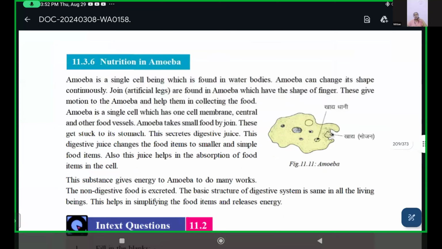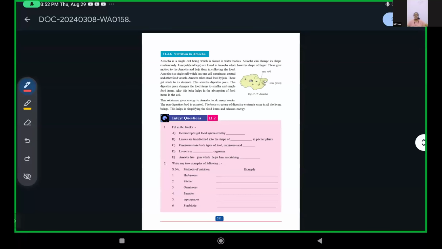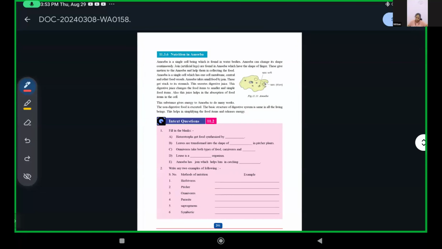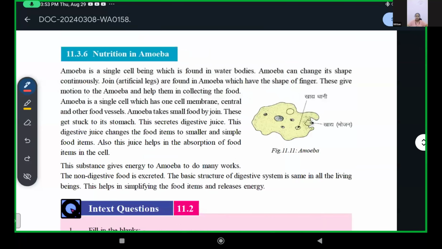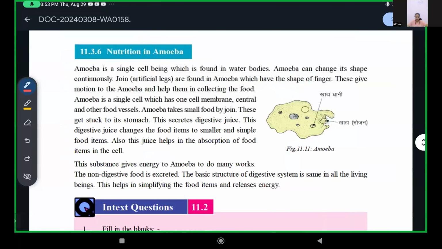So we started with the chapter of nutrition in living organisms, and we had talked about various kinds of organisms based on their nutrition, based on the food they eat. And today, following that, we are going to talk about nutrition in amoeba. An amoeba is a unicellular organism, and let's talk about how nutrition in amoeba takes place.